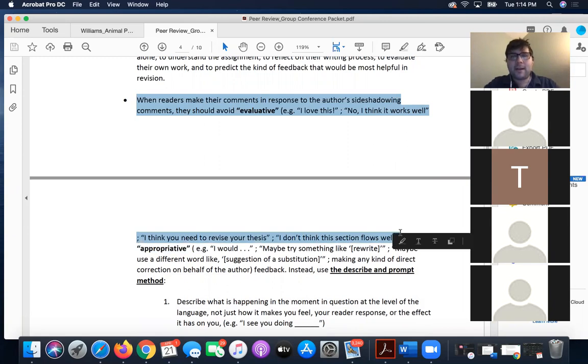Evaluative feedback is any time that you're making an evaluative statement about the text or making an estimation of the text. I love this. I think this is good. Good job. You're doing well. I don't think this section flows well.